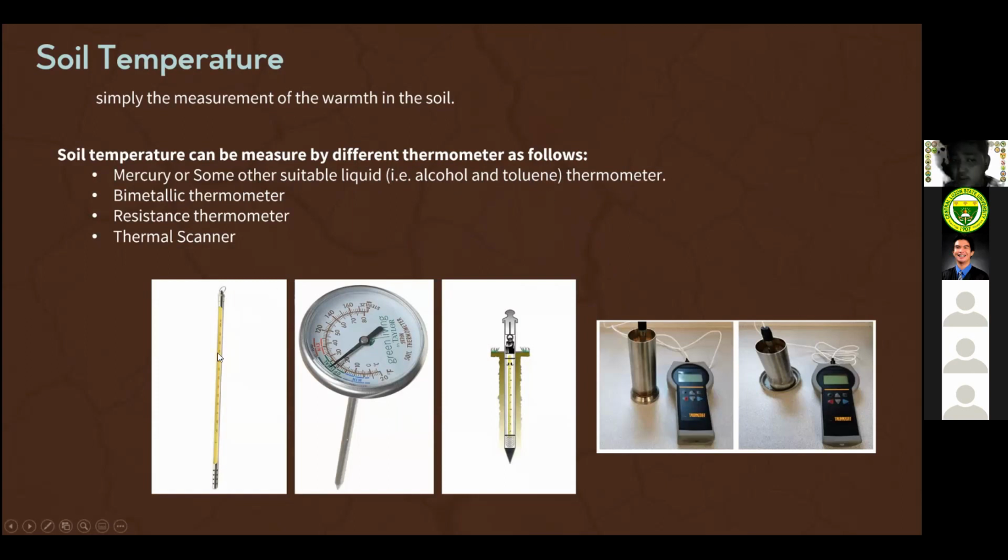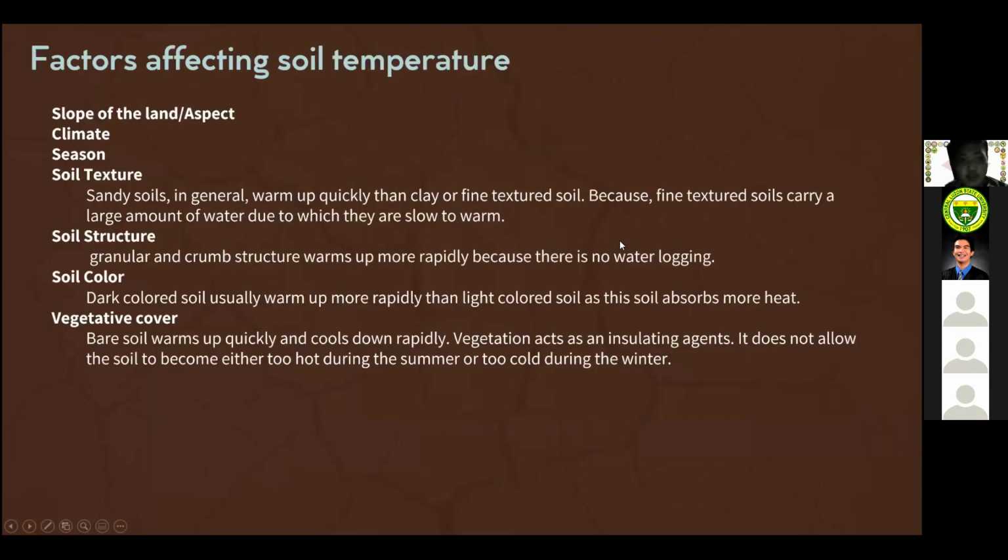So this is the picture of the mercurial thermometer. We commonly use this one to measure the soil temperature. Also, we commonly use the bimetallic thermometer. So this is a bimetallic thermometer. Then some also use the resistance thermometer. This is the picture, and the thermal scanner. So ito yung thermal scanner. So what are the different factors affecting soil temperature? The first one is the slope of the land or the aspect.